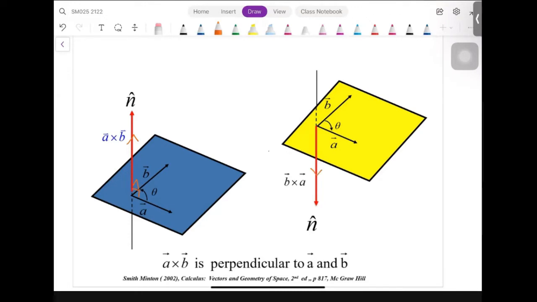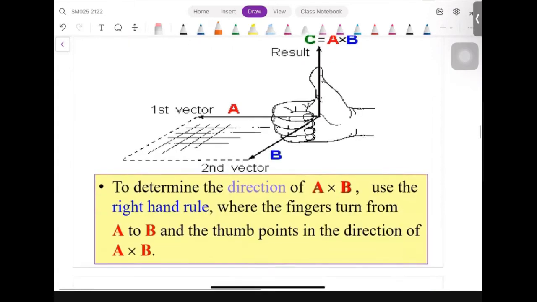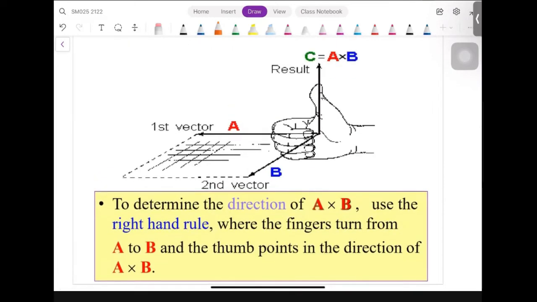How do we determine this direction? You can use the right hand rule. If we have vector A cross B, just move using your right hand, and our thumb will go upwards. If it's the other way around, vector B cross vector A, our thumb will point downwards. That's how you determine the direction.